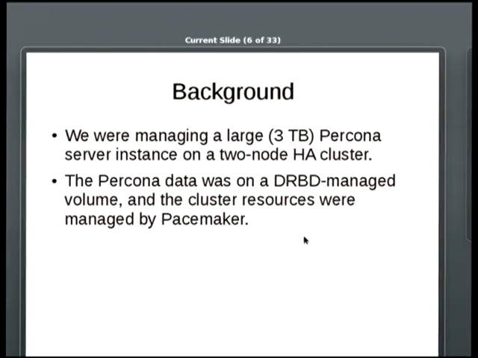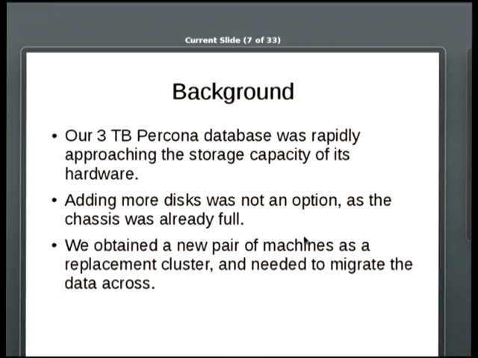So having talked about the technologies in use, the problem we're facing is, to begin with, we were managing a very large, about 3 terabyte Percona server instance on a two-node HA cluster with DRBD and Pacemaker. The Percona data was, of course, on a volume which DRBD was replicating. The problem that we found was the Percona database was rapidly approaching the storage capacity of the hardware, which couldn't be extended because it was already full of disks. And so we'd obtained a new pair of machines for a replacement cluster, got Pacemaker and DRBD set up there. And the rest of this talk is going to be about the way that we came up with to move the data from the old cluster onto the new cluster.